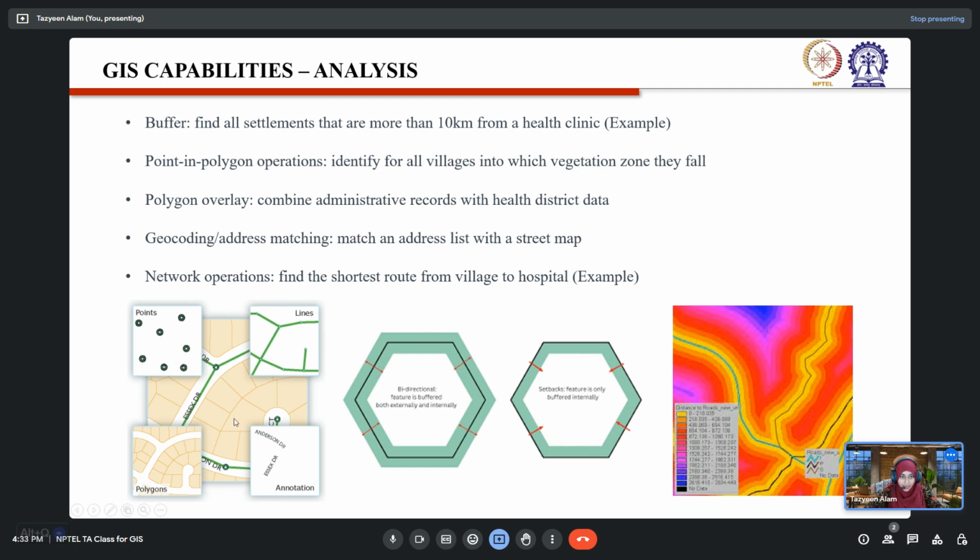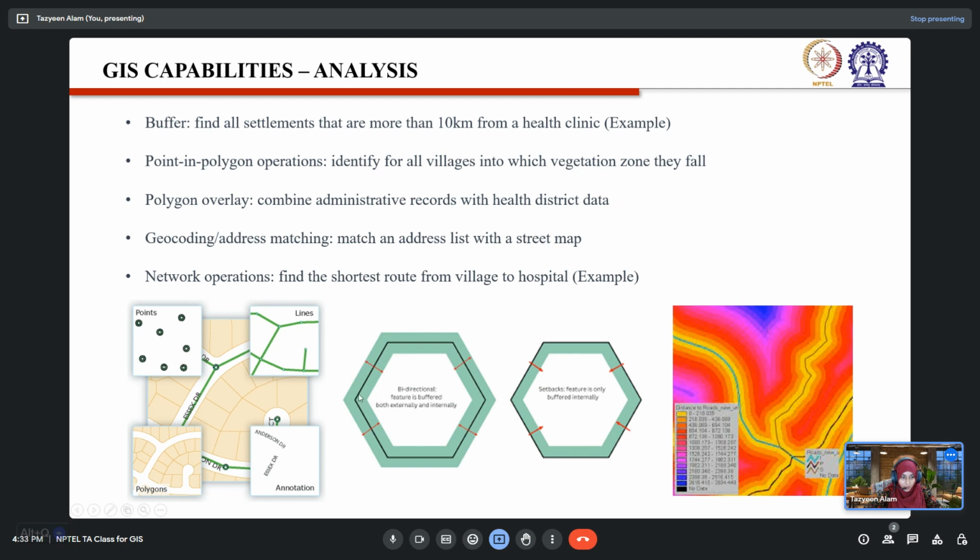This is just another example. This tells you how we create different analyses using GIS. If you're talking about, let's say, network operation, this is how local networks are represented. Then if you're talking about buffer, this is just an example of setback and bi-directional buffering.